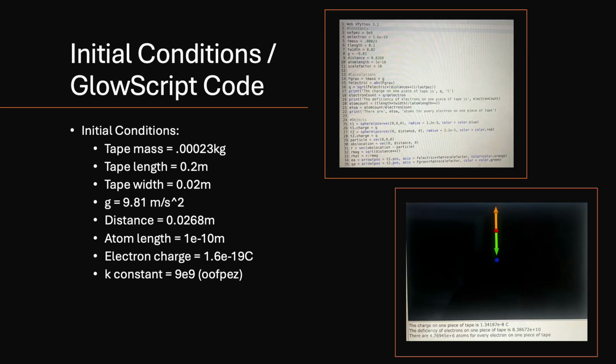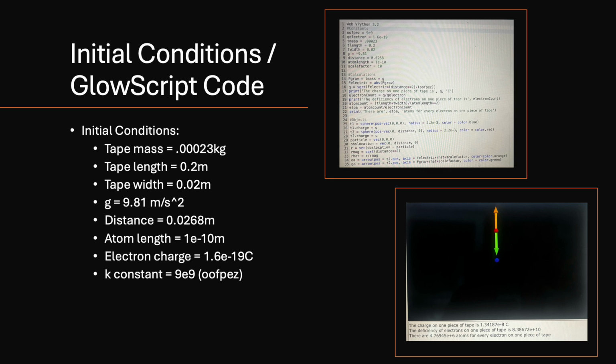So it is a little bit hard to see, but for the initial conditions, I'll go over that first. The tape mass is 0.00023 kilograms. The tape length is 0.2 meters. Tape width is 0.02 meters. G, which is the acceleration due to gravity I mentioned earlier, is 9.81 meters per second squared. The distance between the two pieces of tape is 0.0268 meters. The atom length that we assume is 1 times 10 to the minus 10 meters. The charge of an electron, which is universally known, is 1.6 times 10 to the negative 19 coulombs.